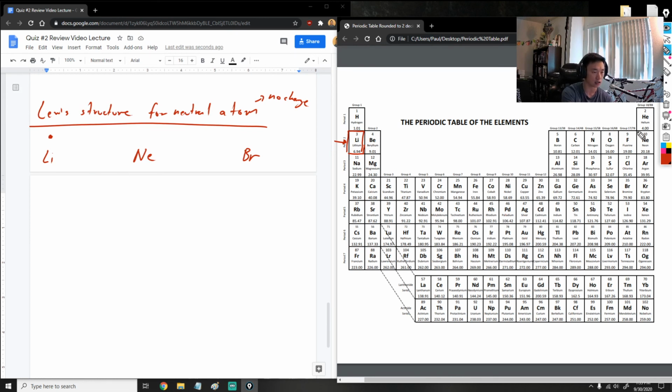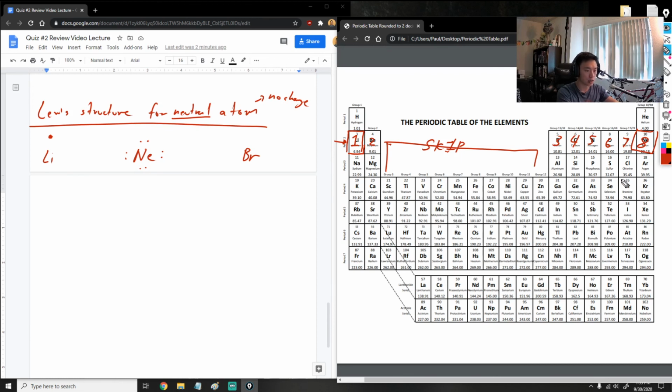So let's look at neon. Neon is all the way here. But if we just count the boxes to get to neon, so we have box 1 here, box 2, and we skip this, if you guys remember from the previous lecture, we skip this section right here. We have box 3, 4, 5, 6, 7, and it looks like neon is box number 8. So since it's box number 8, we just draw 8 valence electrons. Super easy. If they're neutral, all you need to do is count boxes.